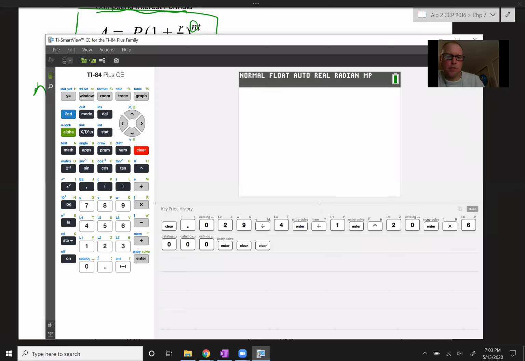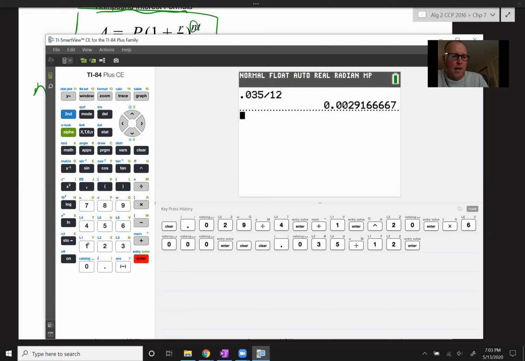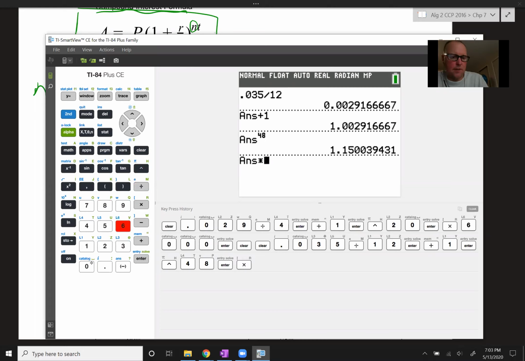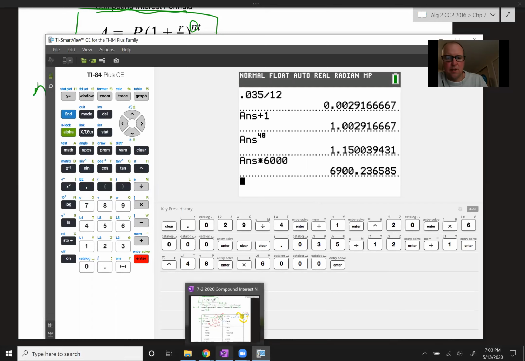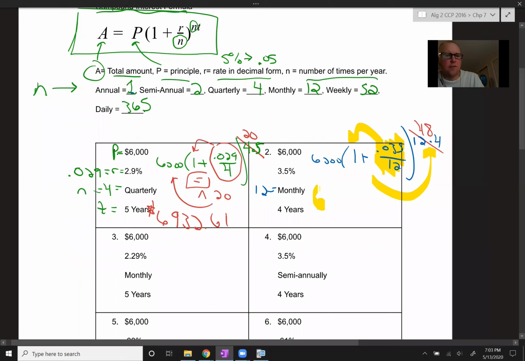All right, so here's what your problem looks like. We have 0.035, missed my 5, divided by 12. We need to add 1 to that. Done deal. That's not tough mathematically. We just want the calculator to keep the number for us. To the 48th power, and then that times 6,000. It seems a little bit complicated. The answer is about $6,924.